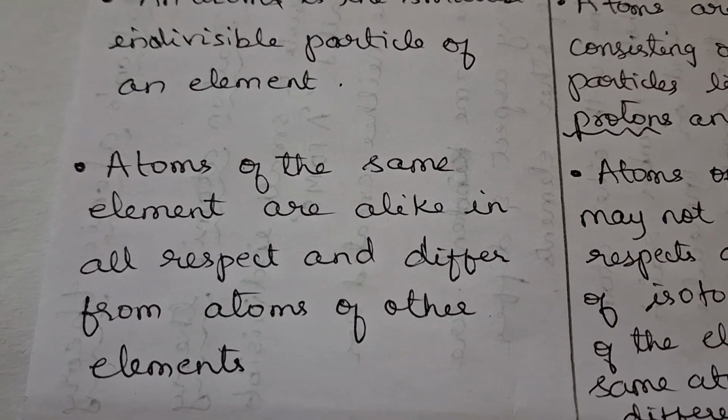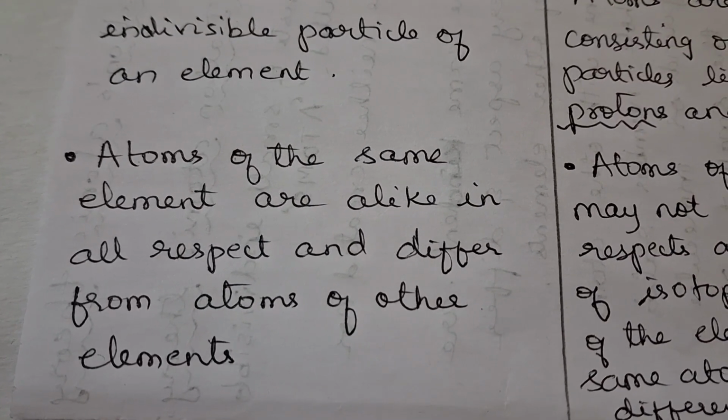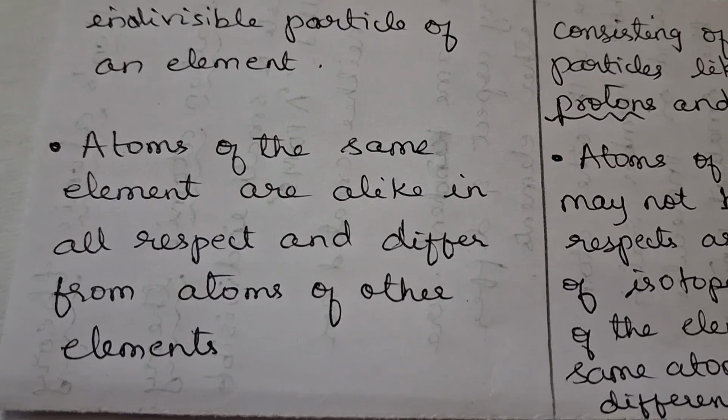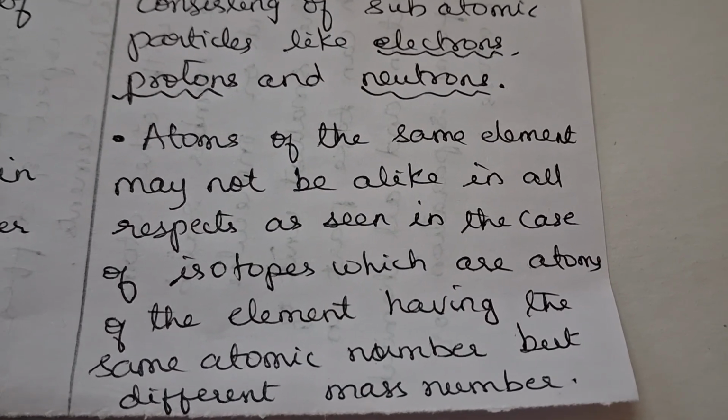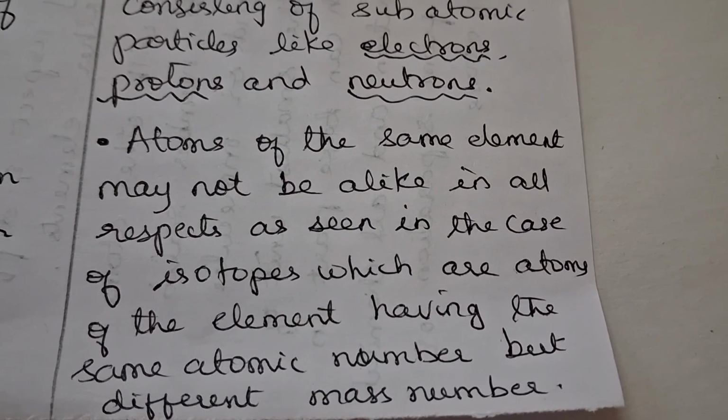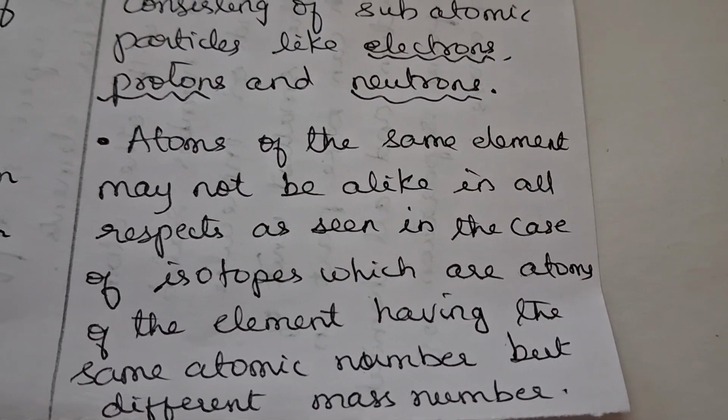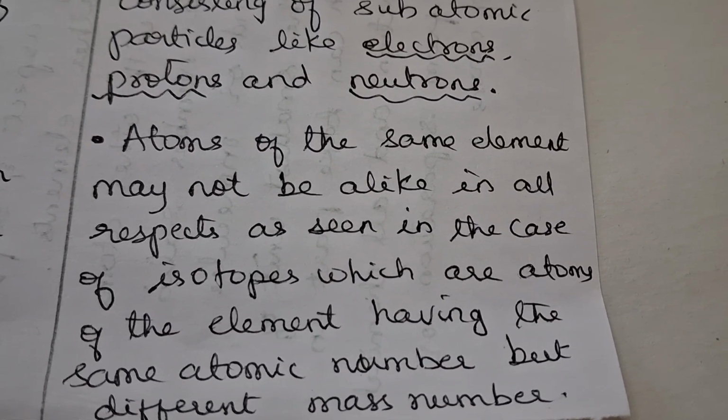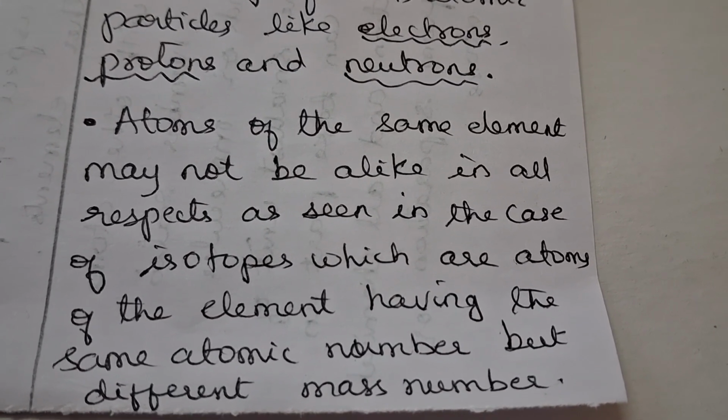Atoms of the same element are alike in all respects and differ from atoms of other elements. In modern theory, atoms of the same element may not be alike in all respects, as seen in the case of isotopes, which are atoms of the element having the same atomic number but different mass number.